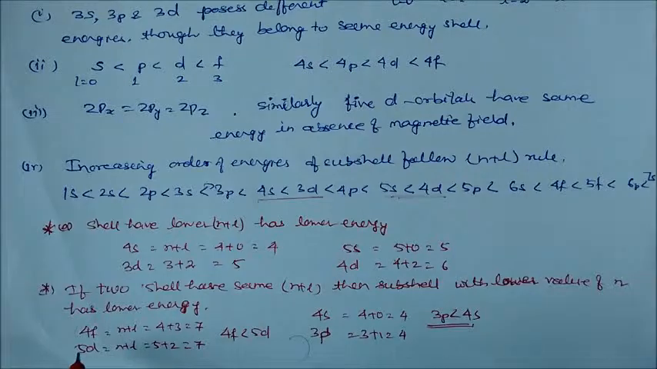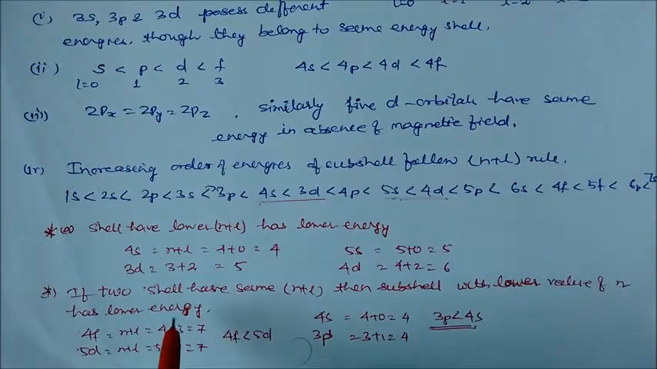then the subshell with the lower value of n has lower energy. Suppose 4f and 5d. Here how can we decide? Here n plus l is 7 and here n plus l is 7. Then the lower value of n has lower energy. So this is lower n, so this has lower energy and this has higher energy. 4f is lower energy, 5d is higher energy. Similarly, it will happen here also. 4s and 3p: you can see 4 is there, so 3p has lower energy because it has 3, and 4s is higher energy.